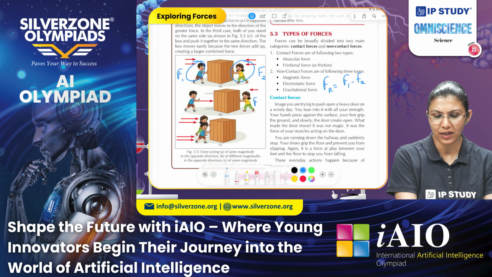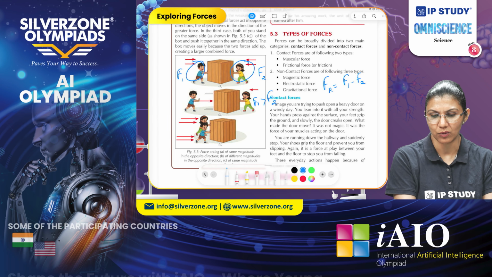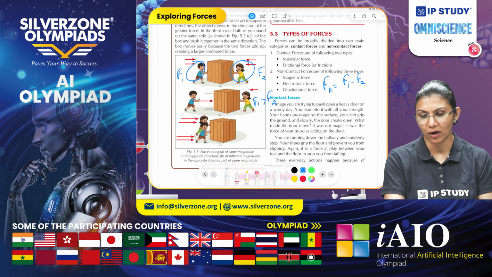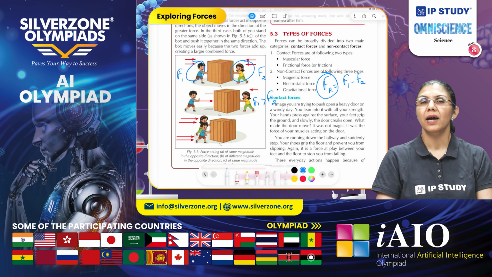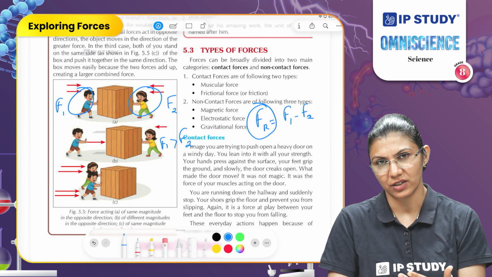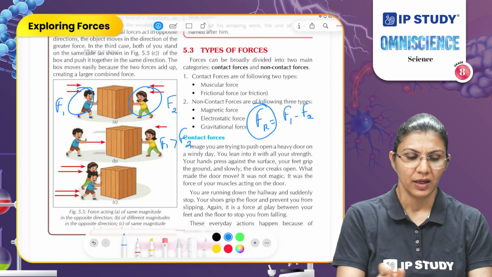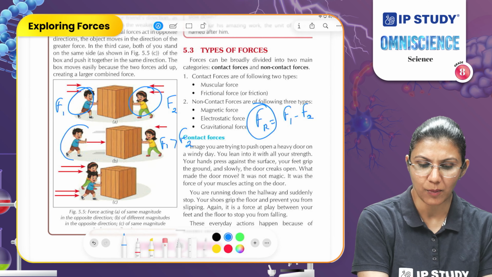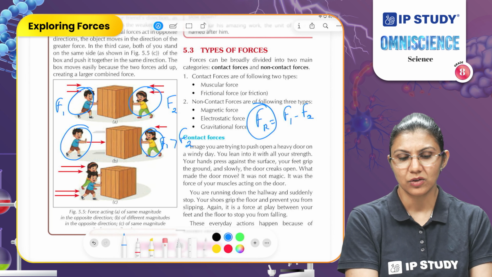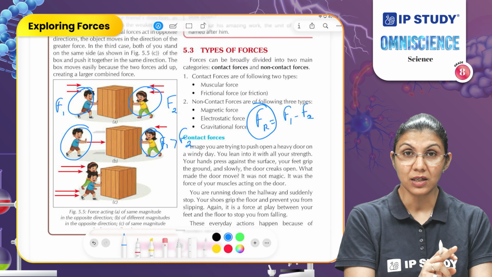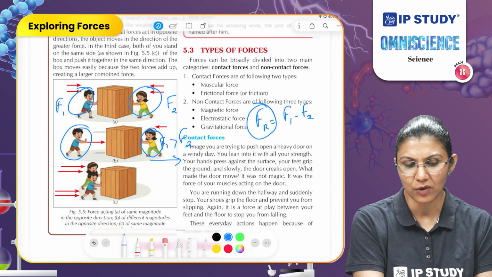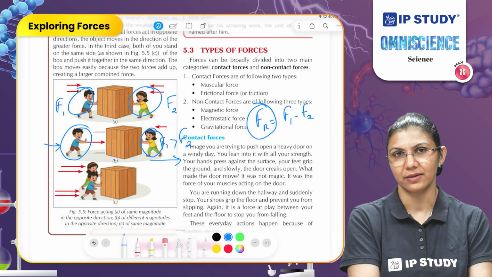Suppose F1 is greater than F2. In this case, we will have some magnitude of resultant force, and as a result the box will move in one direction. What will be that direction? If we say the boy is applying greater force than the girl, the box will move towards the girl because the force applied by the boy is greater.